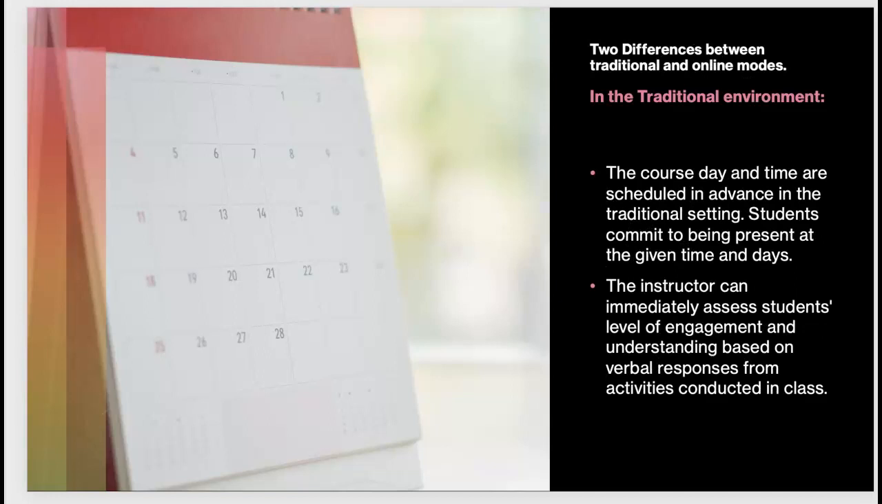The difference between traditional and online modes. In the traditional environment, the course, day, and time are scheduled in advance, and students commit to being present on certain given days and times. The instructor can immediately assess students' level of engagement and understanding based on verbal responses from activities conducted in class.